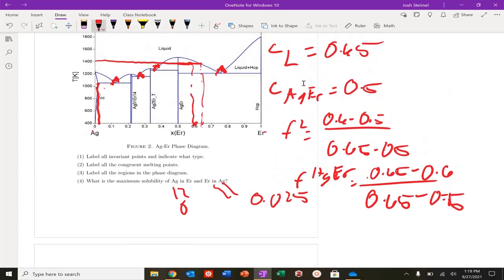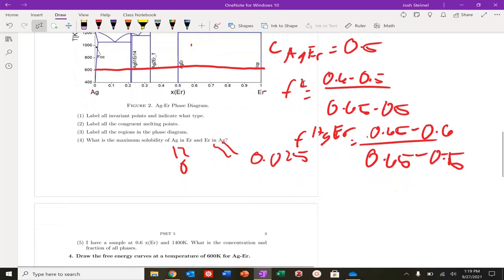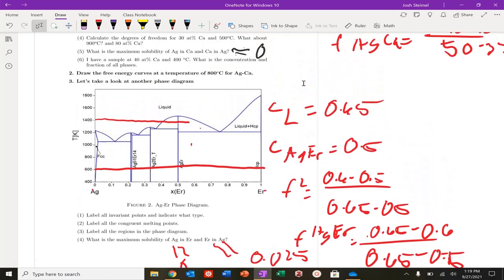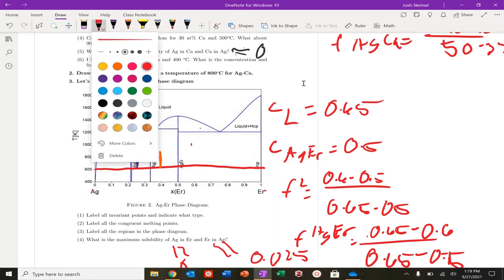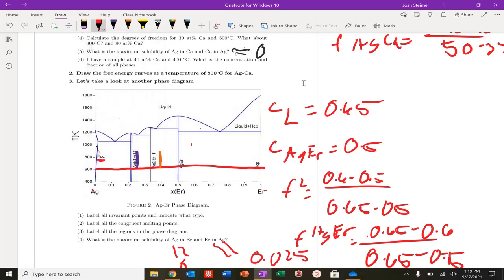And then finally, draw the free energy curves for a temperature of 600 K for AgEr. So 600, we've got some work cut out for us. Let's go ahead and erase everything else. I need 600 K. Let's try to draw this out, and let's pick out some colors. I'm going to call this purple, and this is going to be this color. Let's do another color. What would be a good way to draw this?